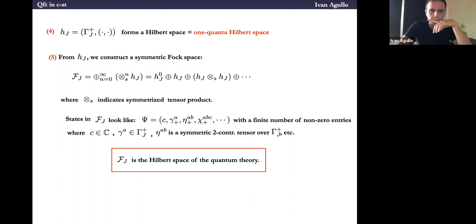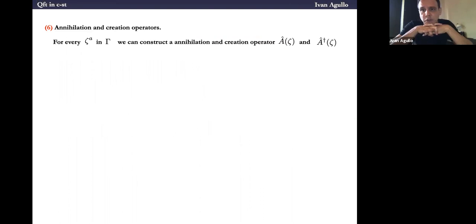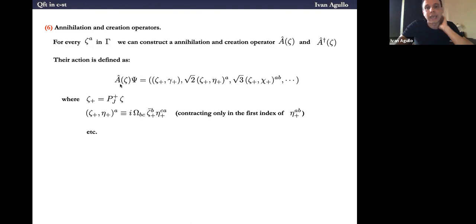Next, let me define annihilation and creation operators. The statement is the following. If you give me any vector in the real phase space, I can construct out of it creation and annihilation operators. They are going to carry the label of the vector I start with. Of course, they also depend on the complex structure that I choose at the beginning, but I don't keep the J just to ameliorate the notation.